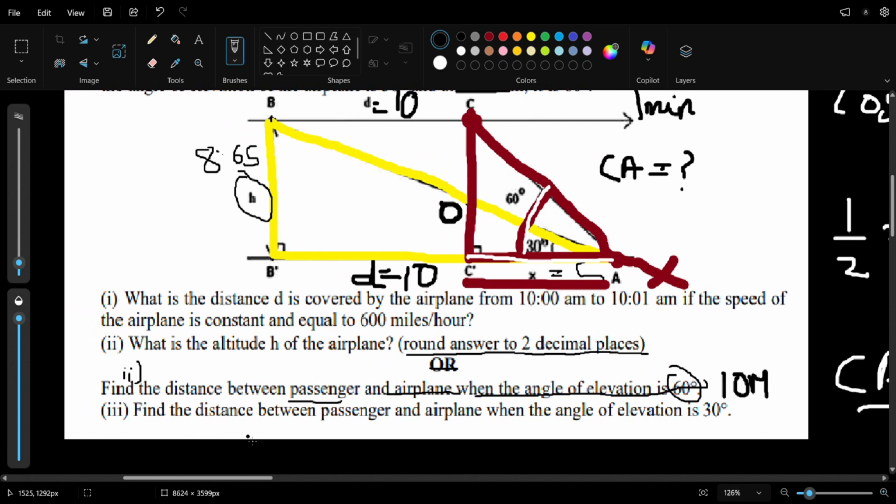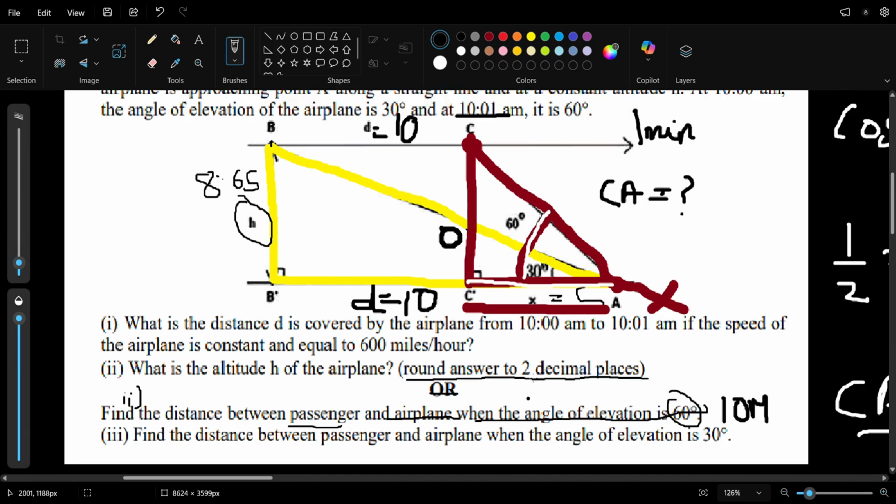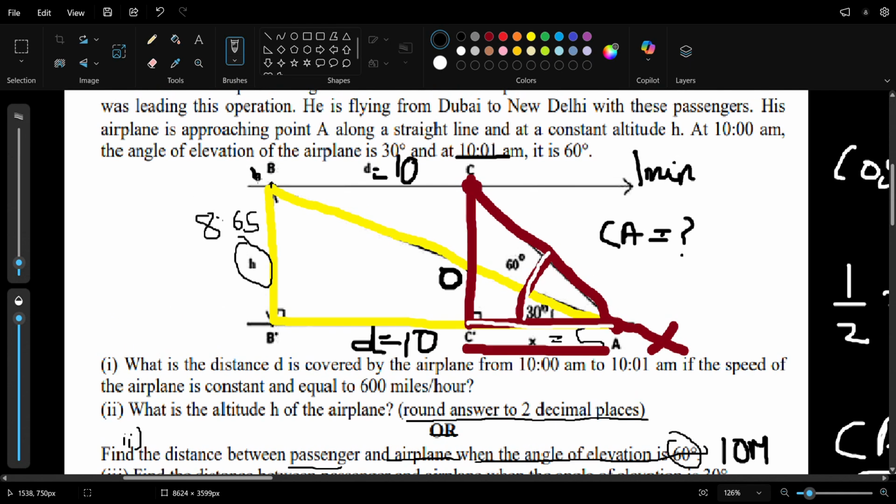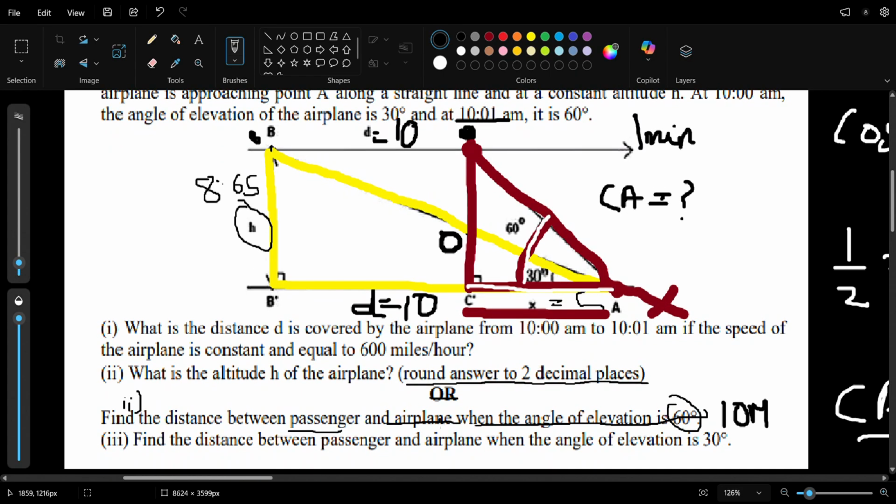Now look at the last question. Find the distance between passenger and the airplane. So actually, the airplane is here, and after 1 minute it came over here. We found this one. But this question says find the distance between passenger and airplane when the angle of elevation is 30 degrees. If it's 30, then this small angle you have to take. So meaning this yellow triangle, in this yellow triangle, the airplane is here. Supposed to find the distance from passenger and airplane. Basically, this hypotenuse is supposed to be calculated, not the base again because base is different. In this case, hypotenuse is what we're supposed to find.